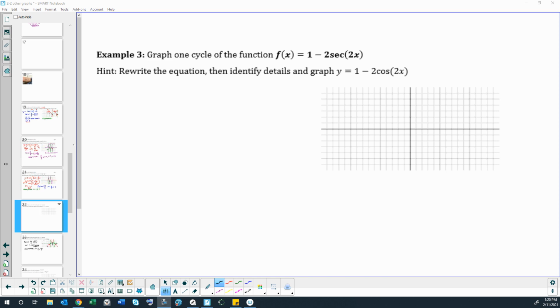Graph f of x equals 1 minus 2 secant of 2x. So I'm going to rewrite that: y equals negative 2 secant 2x plus 1. So we have a reflection. We have a stretch of 2.